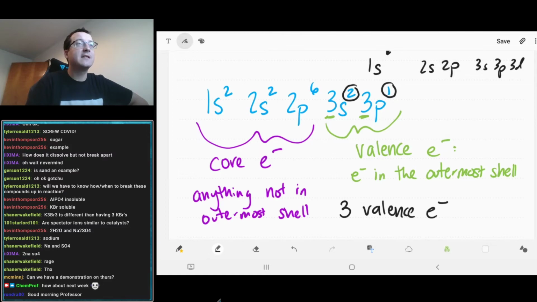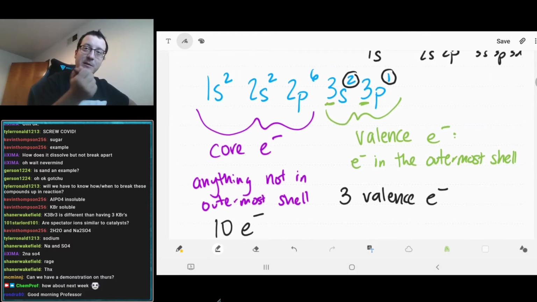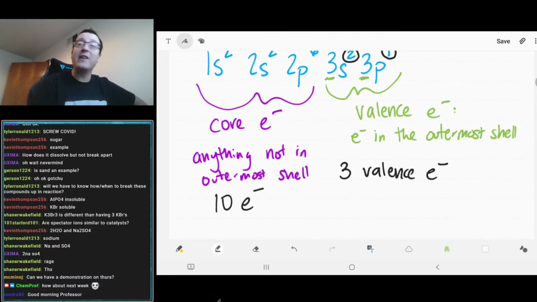So in this case, aluminum has 10 core electrons. We could add up 2 plus 2 plus 6. And it has 3 valence electrons. I should have written core first, but oh well.